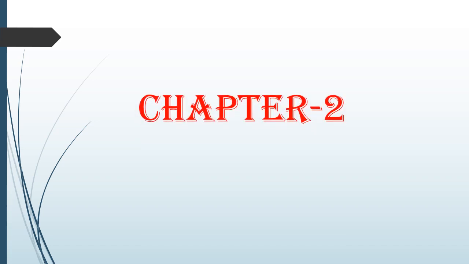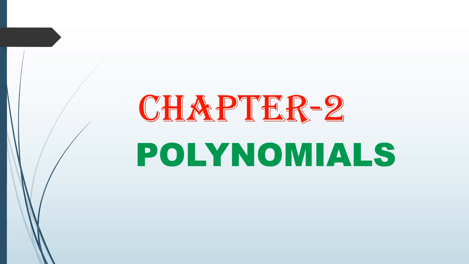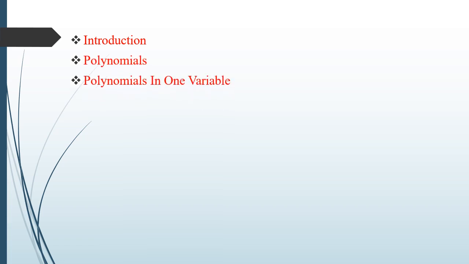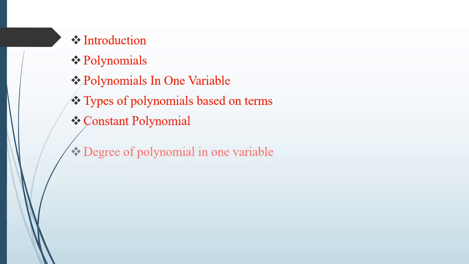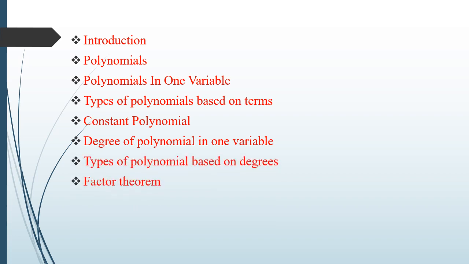Today we are going to see the second chapter, polynomials. In this chapter, we are going to see the introduction of polynomials, polynomials in one variable, types of polynomials based on terms, constant polynomial, degree of polynomial in one variable, types of polynomial based on degrees, factor theorem, remainder theorem, and algebraic identities.